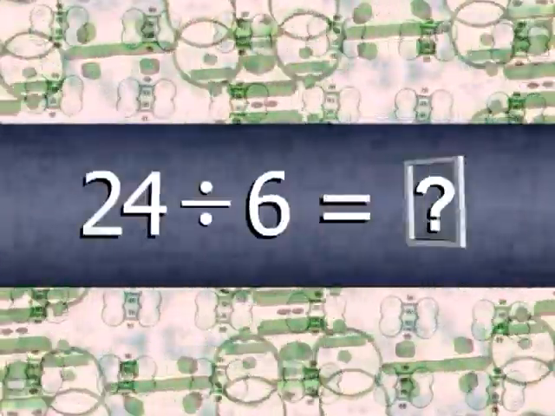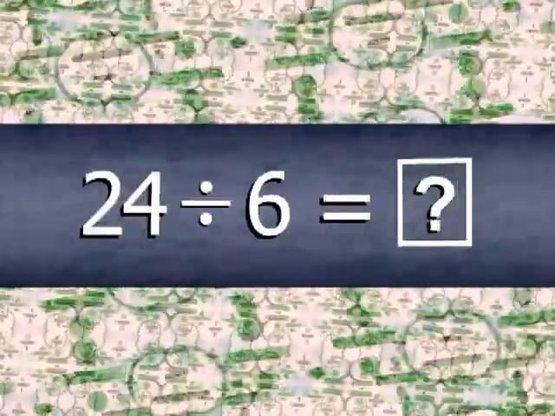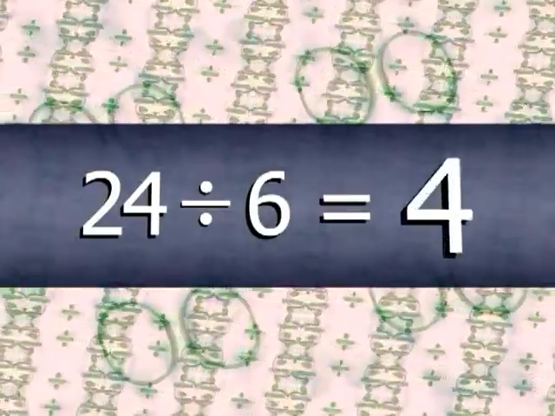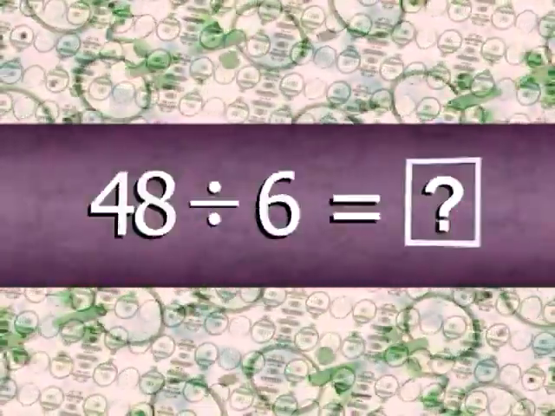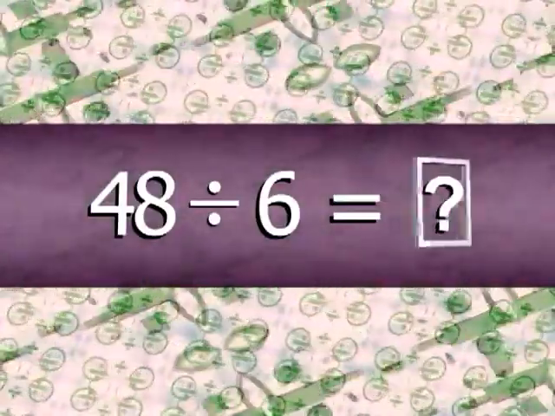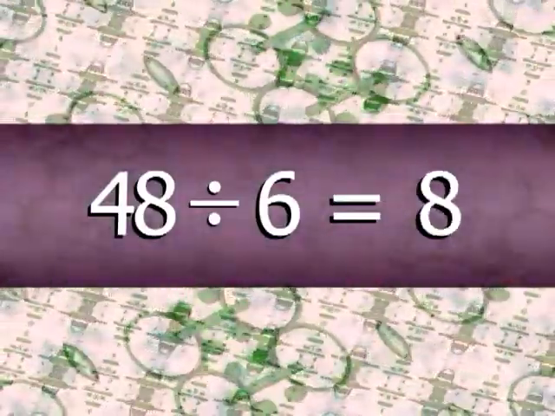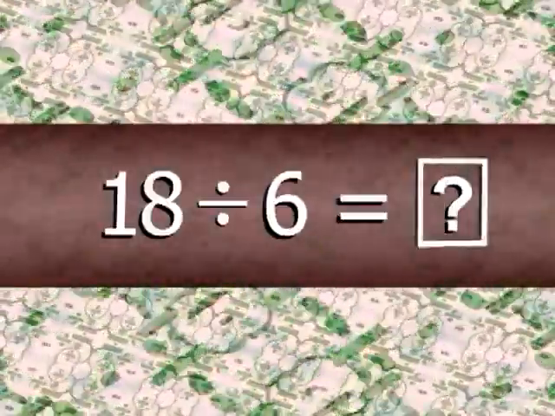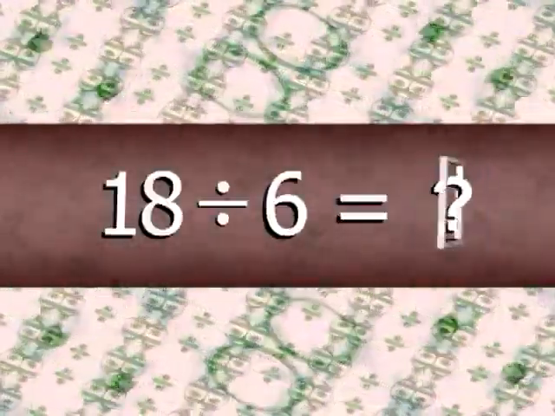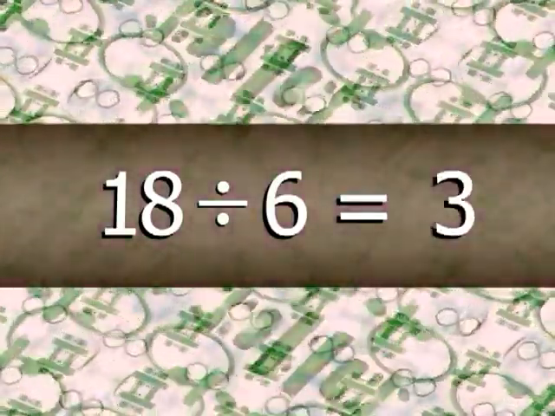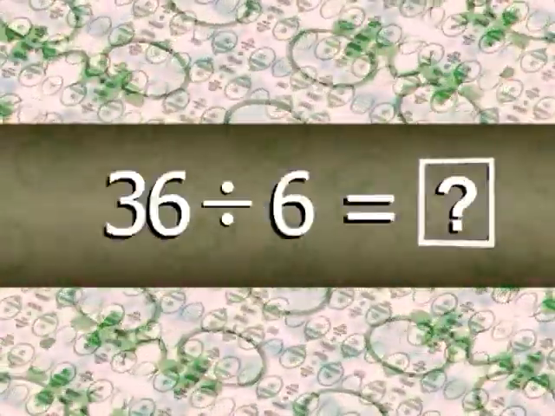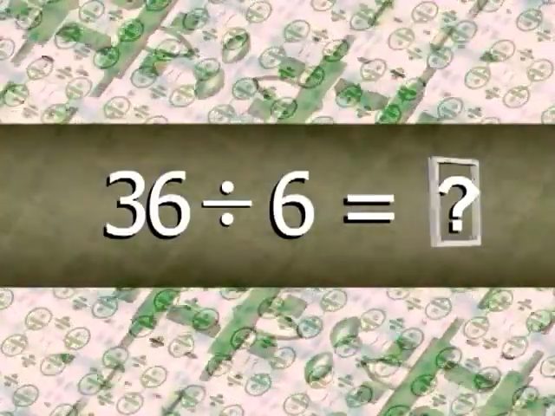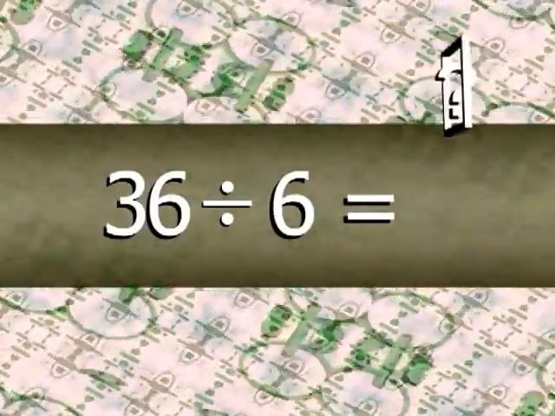24 divided by 6 is 4. 48 divided by 6 is 8. 18 divided by 6 is 3. 36 divided by 6 is 6.